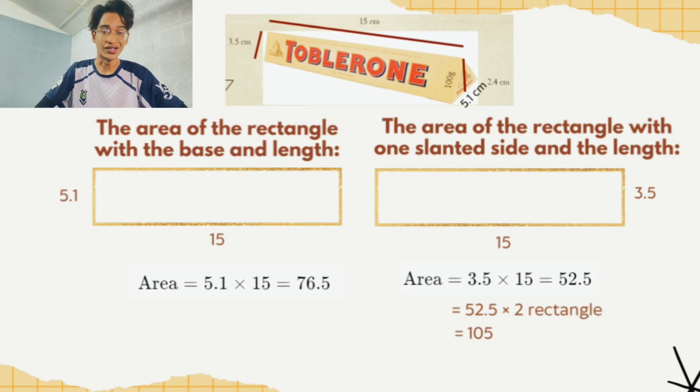So let's focus on the first rectangle. The first rectangle, we have the base width 15 and the length width 5.1 cm. So we can find the area. The area is 5.1 times 15 and we will get 76.5.